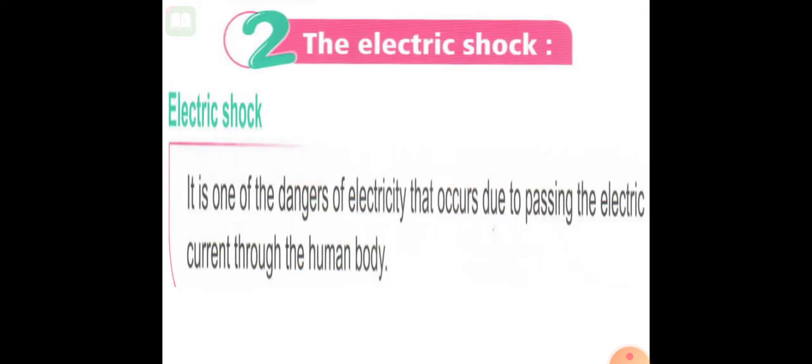Number 2 of the dangers of electricity: the electric shock. What is the definition of the electric shock? What is the meaning of the electric shock? It's one of the dangers of electricity that is caused by the passing of the electric current through the human body. So when an electric current passes through the human body, it causes an electric shock.